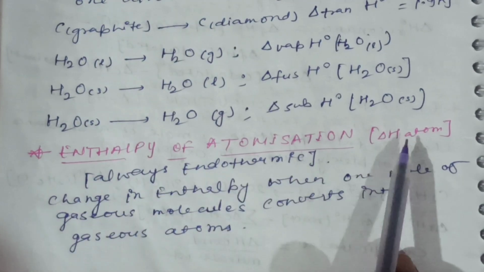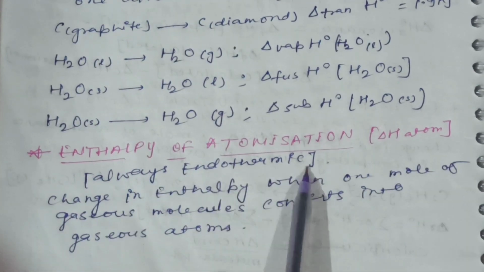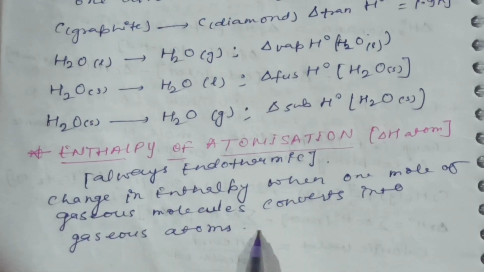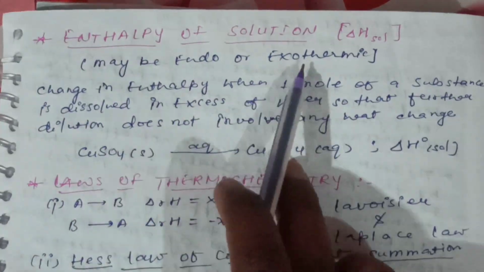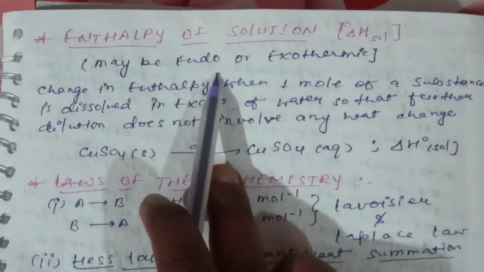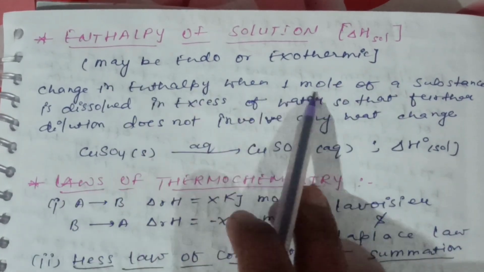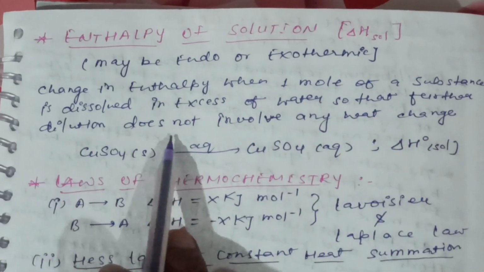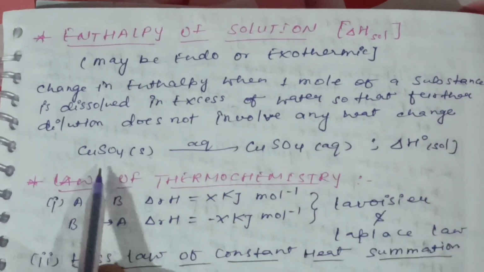Enthalpy of atomization, ΔH atomization, is always endothermic. It is the change in enthalpy when 1 mole of gaseous molecules converts into gaseous atoms. Enthalpy of solution, ΔH solution, may be endothermic or exothermic. It is the change in enthalpy when 1 mole of a substance is dissolved in excess of water so that further dilution does not involve any heat change.